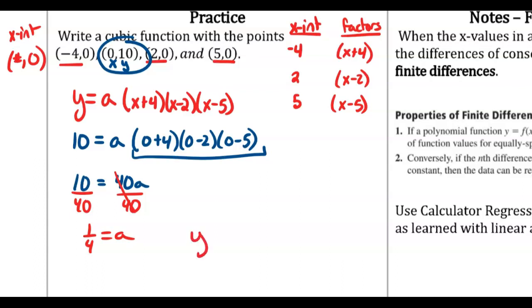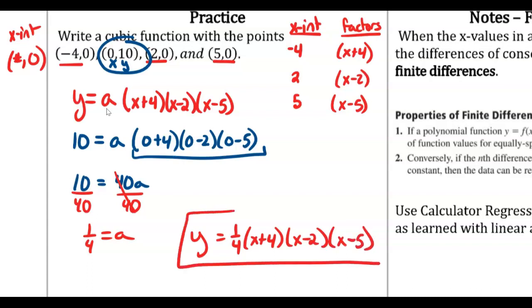So here's my equation. I go back to what I had written right here, and I just plug 1/4 right there for a. So I have y equals 1/4 times x plus 4 times x minus 2 times x minus 5. And that is how you can write a polynomial if they give you the x-intercepts and 1 additional point.